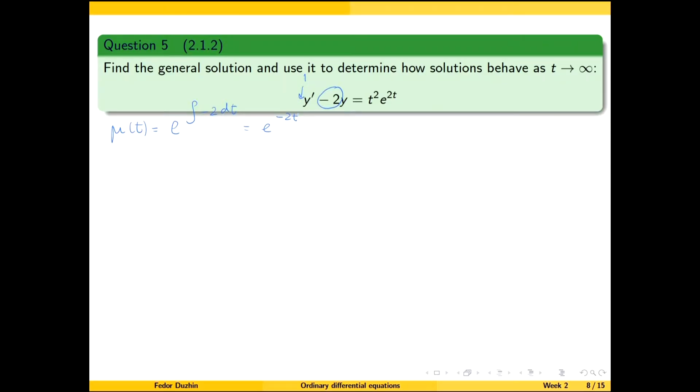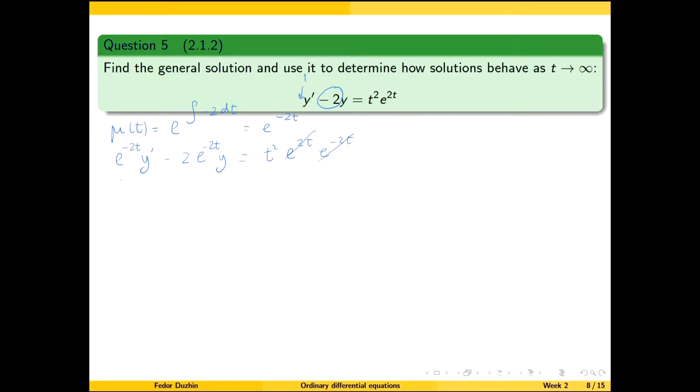Okay, so e to the -2t. To say that this is an integrating factor, it means that we just need to take our differential equation and multiply everything by e to the -2t. So we have y prime minus 2y equals t squared times e to the 2t. This is the original differential equation. Now we've got to multiply everything by e to the -2t, which is our integrating factor. Here we have some nice cancellations, which is not really important.